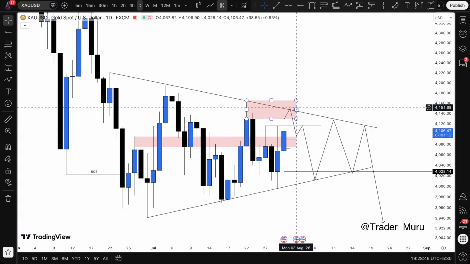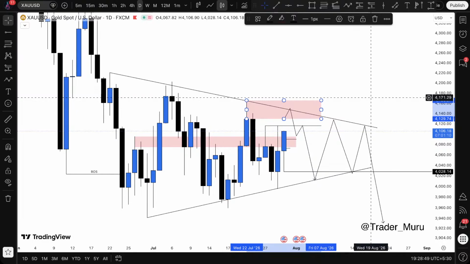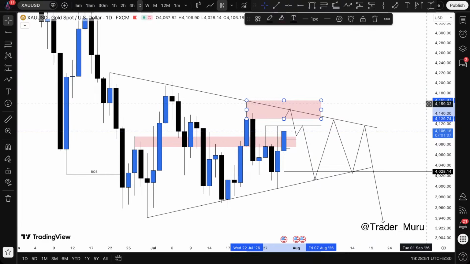Let's see if we get this area from 4130 to 4165.